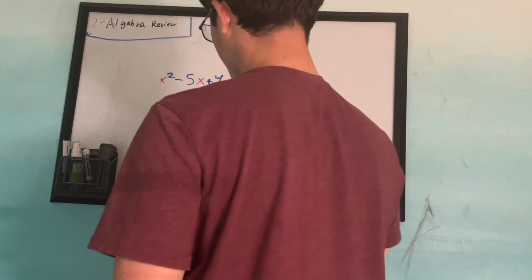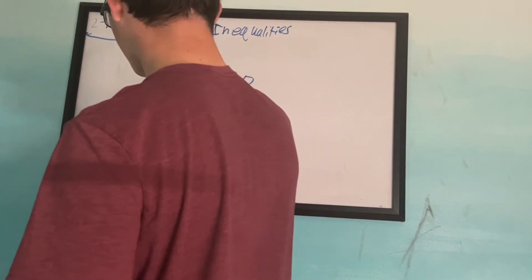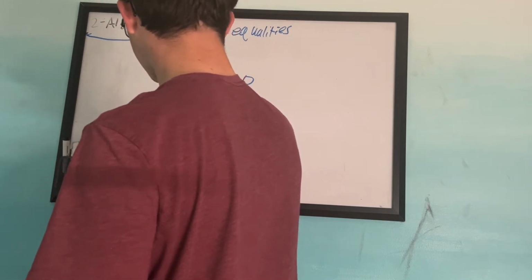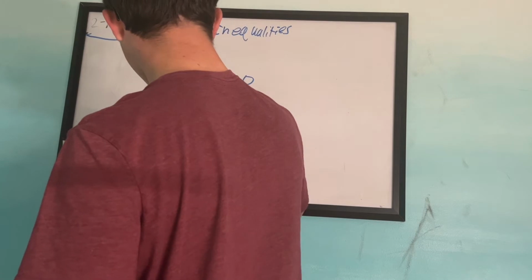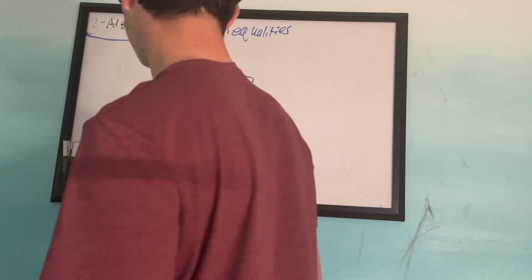Yeah, and so then what we can do from here is, greater than 0. What we can do from here is factor it. (x - 4)(x - 1) is greater than 0.